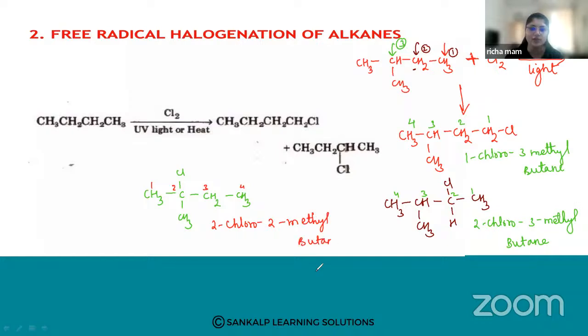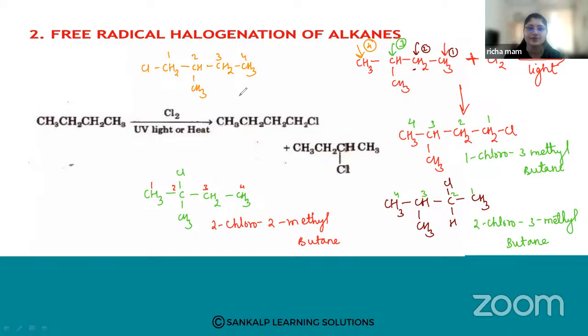Any other possibility of the attack? Yes. It can attack on this carbon. So this is a fourth possibility. So let me write that also. It will be CH2, Cl, then CH, CH3, CH2 and CH3. So if I give the numbering it will be 1, 2, 3 and 4.